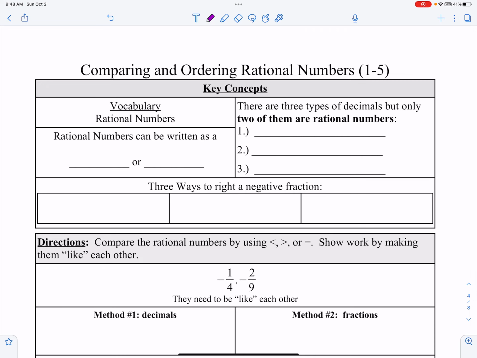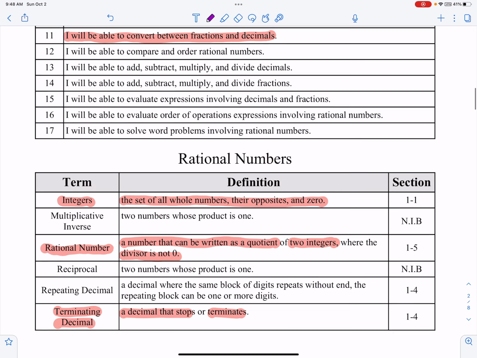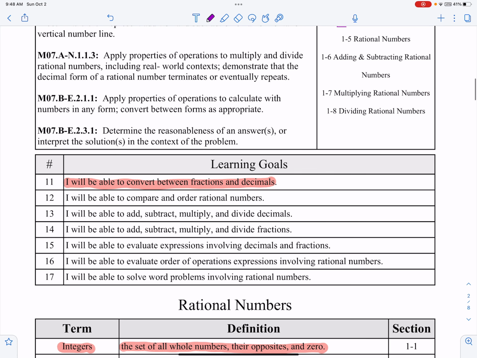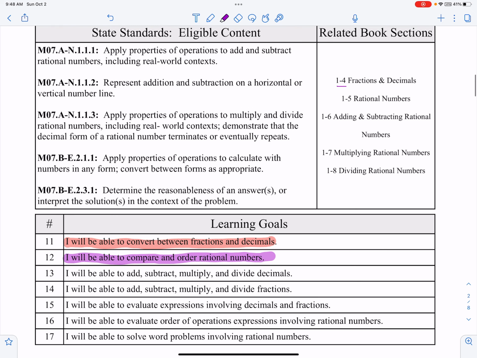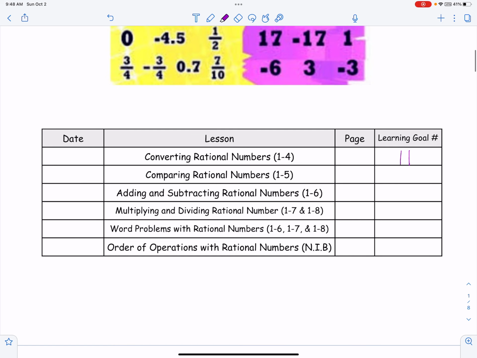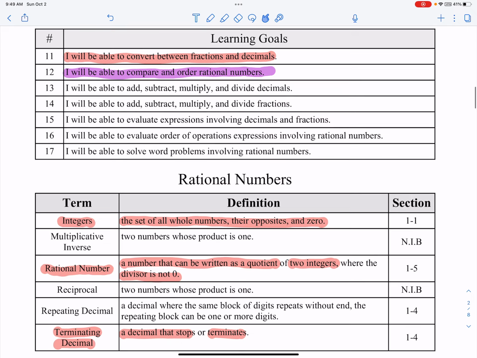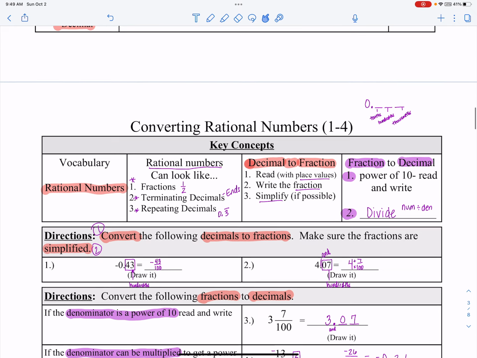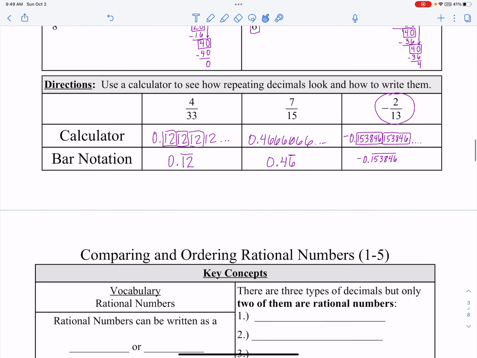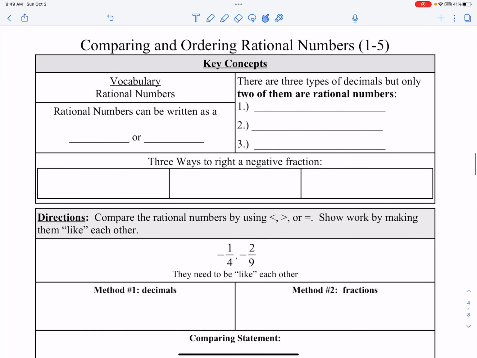Going to the top here, let's go ahead and fill out our table of contents. We're going to be doing learning goal number 12, which is I'm able to compare and order rational numbers. So let's head to there. You can fill out your date for today for comparing rational numbers, and we'll go ahead and record learning goal number 12. All right, moving down. Here we go. Comparing and ordering rational numbers.